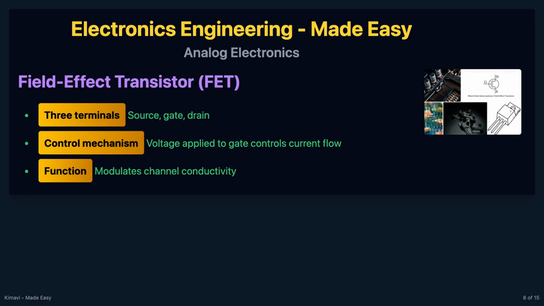A field effect transistor, or FET, has three terminals: the source, gate, and drain. It controls the flow of current by applying a voltage to the gate terminal, which modulates the conductivity of a channel between the source and drain.